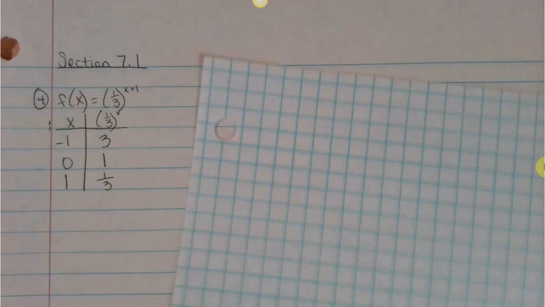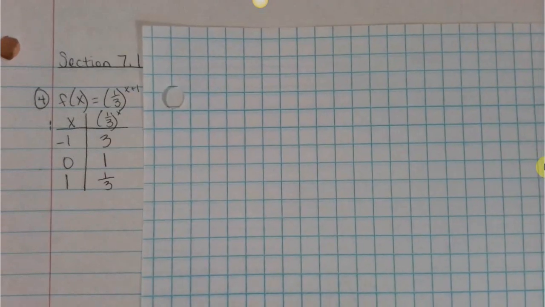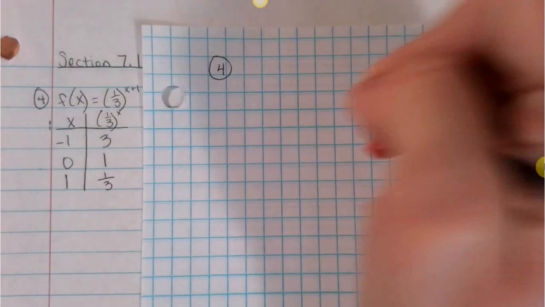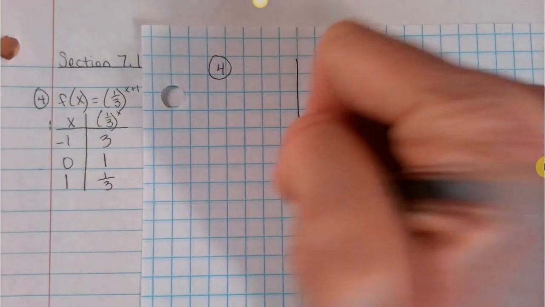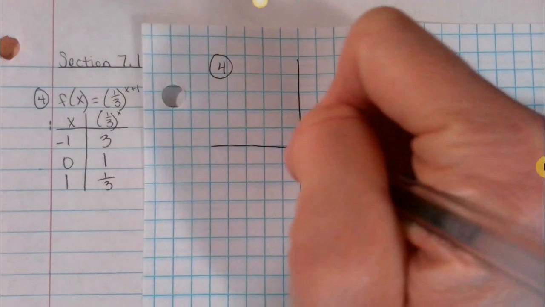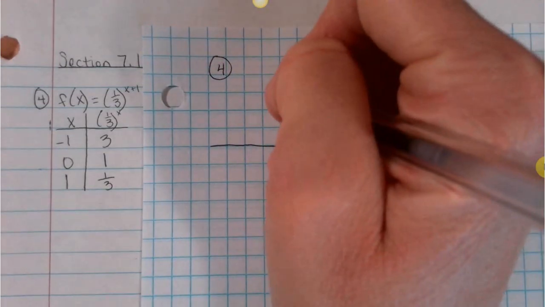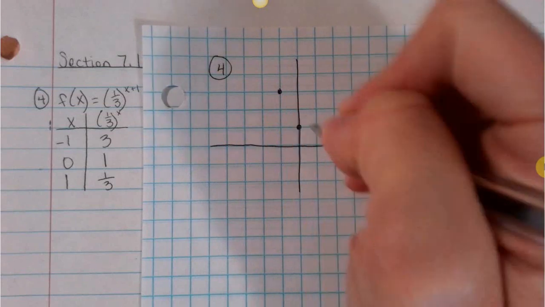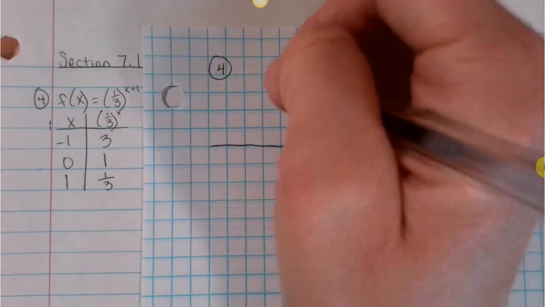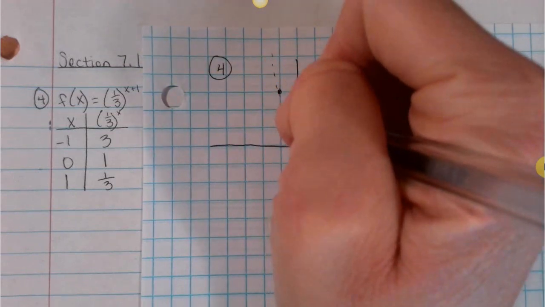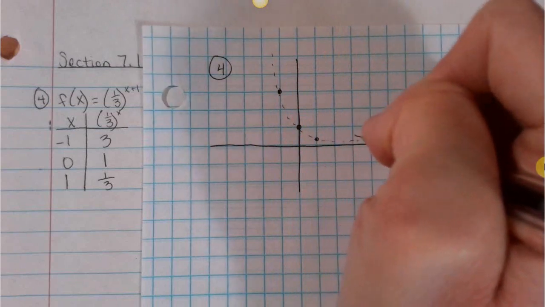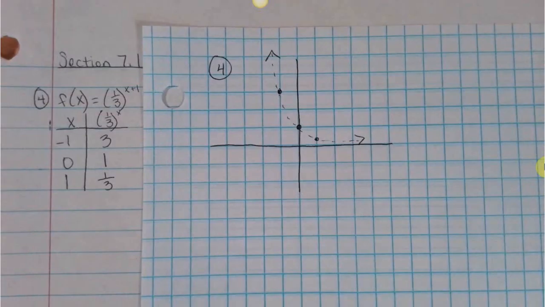So I'm going to start by plotting those points. So we'll have (-1, 3), (0, 1), and (1, 1/3). So just the graph of (1/3)^x would look something like that.